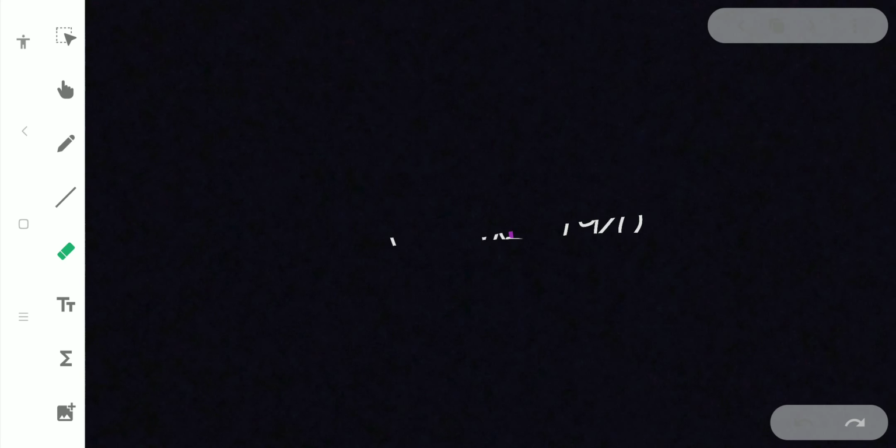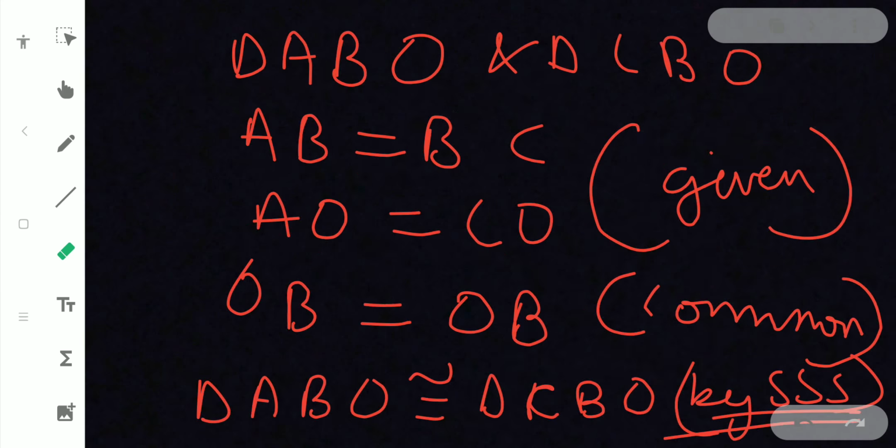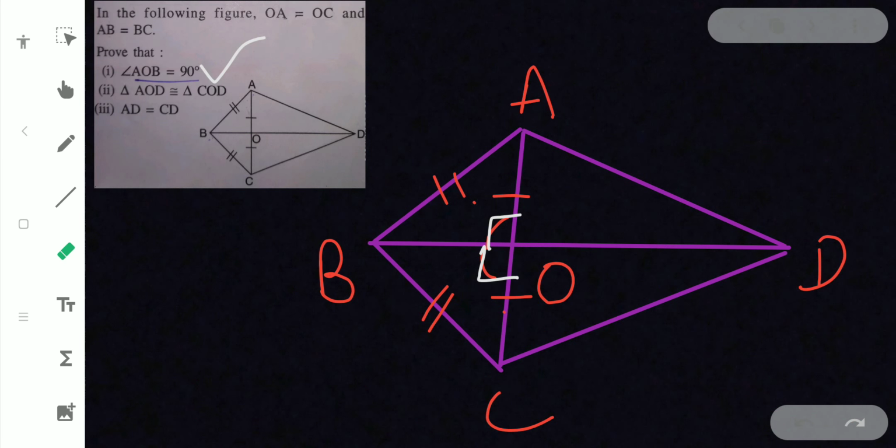Now here this same incident is happening in our question. So here one angle is 90 degree, so other angle also will be 90 degree. Same way the other two angles also will be 90 degree. This angle also will be 90 degree. And now let us see what are their congruent parts to prove triangle AOD and COD.